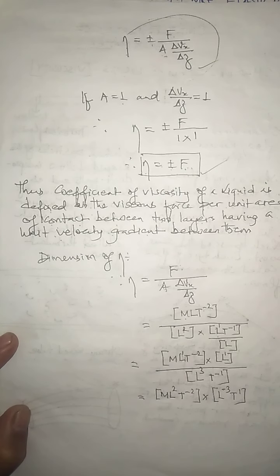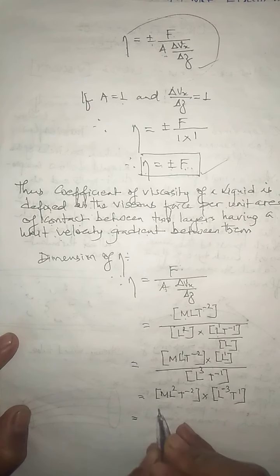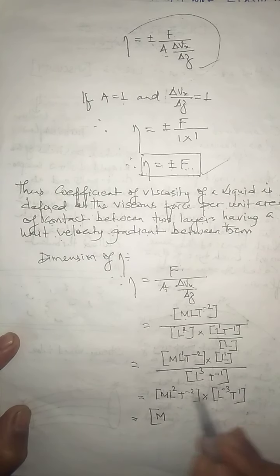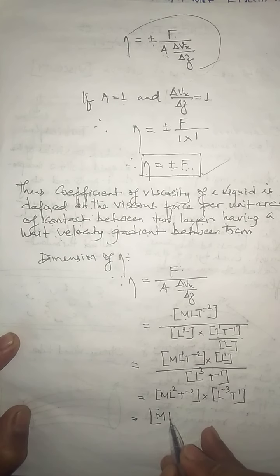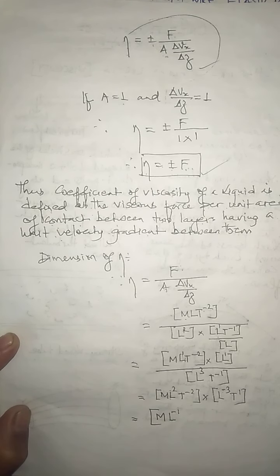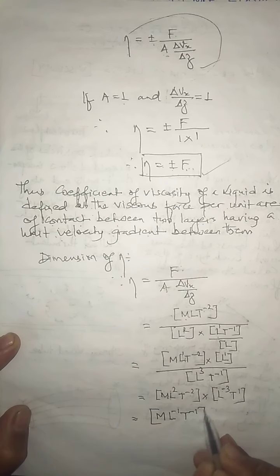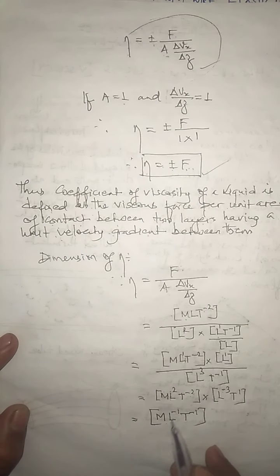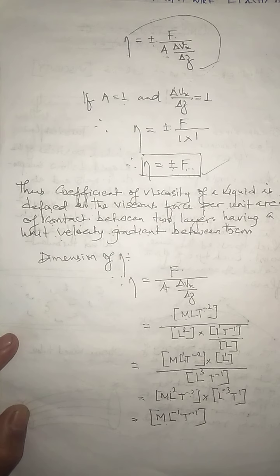Yes. Now let me just combine again. So it will be how much? Only one M. L2 and L minus 3 means it will be L minus 1. T minus 2 and plus 1 means T minus 1. So see what is the final expression that measures the dimension of coefficient of viscosity? M L minus 1 T minus 1. Suppose if it asks in the examination to write the dimension of coefficient of viscosity, please write it down. M L minus 1 T minus 1.